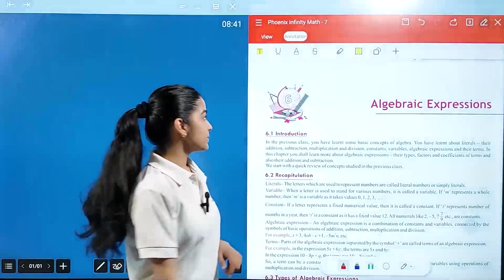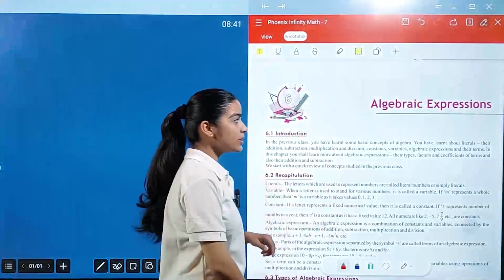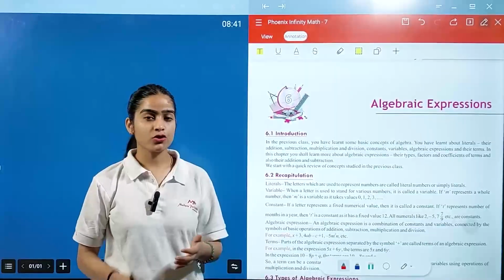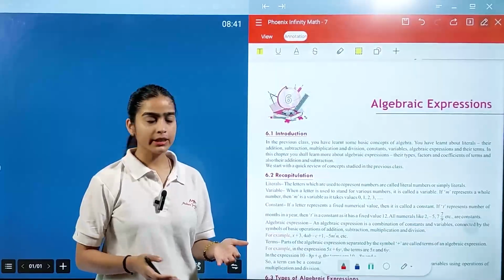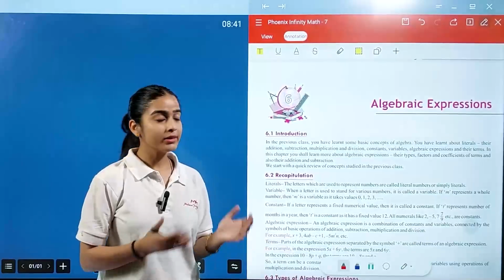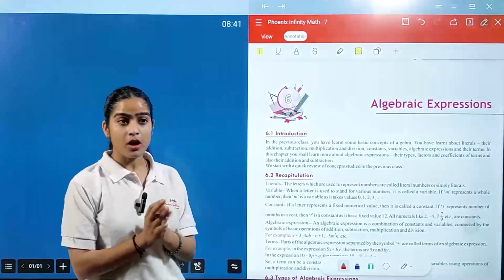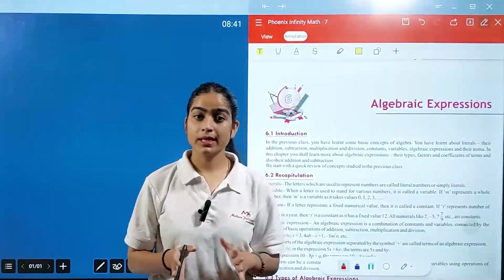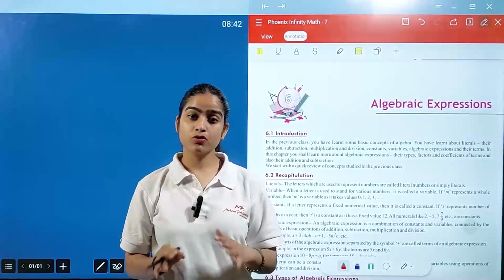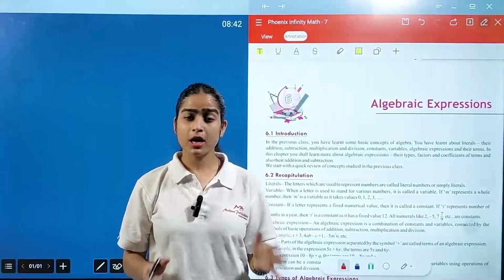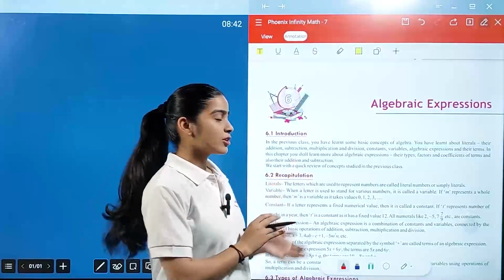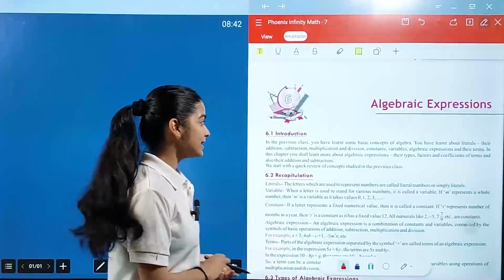Today we have chapter number 6, which is algebraic expressions. When we deal with unknown values which are not already calculated, or we cannot easily examine what the values are, then we consider algebraic expressions. For example, your formula for a rectangle is length into breadth. You don't know what your length and breadth are. You just have to multiply them together. At that moment we are using algebraic expressions. Let's understand it in detail.